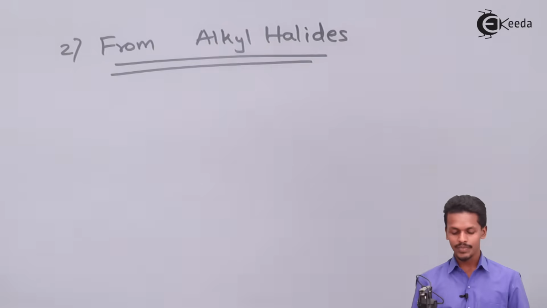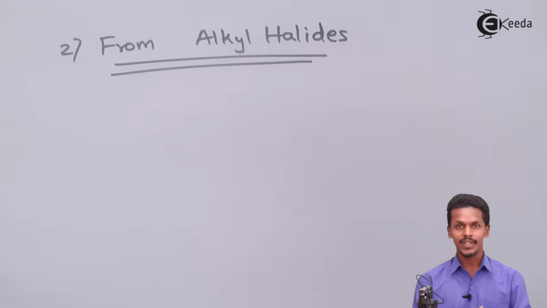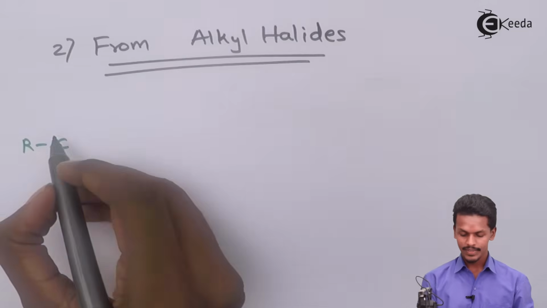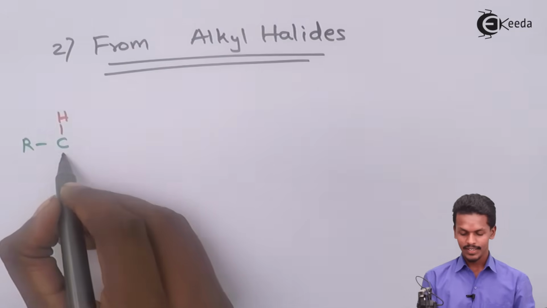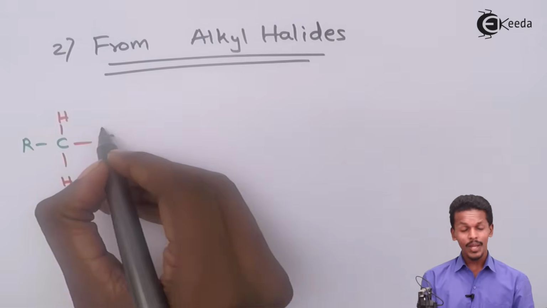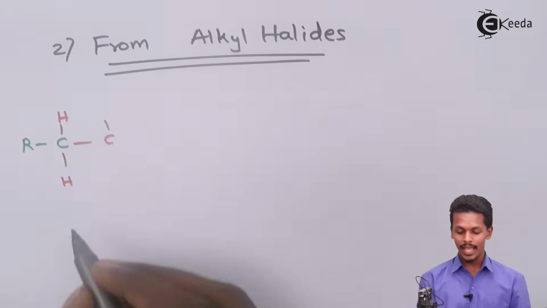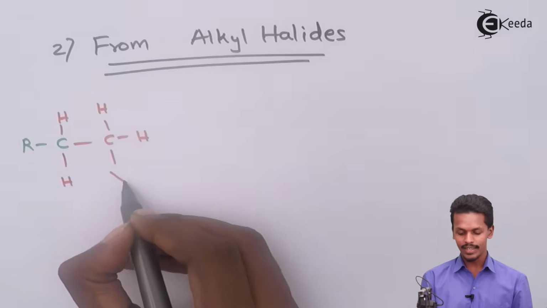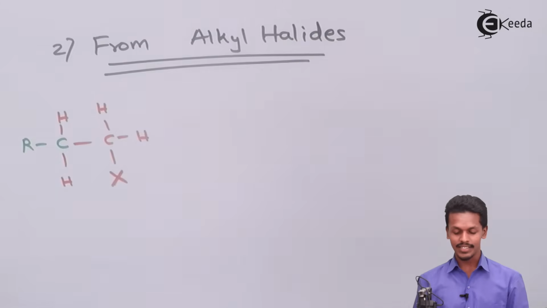Let me give an example. It is similar to the previous one. In the previous one we involved the removal of OH, but in this case we will remove a halogen atom. How? Let me give you an example. I'm not including an alcohol here, I'm introducing an alkyl halide, so I will write it here as X.